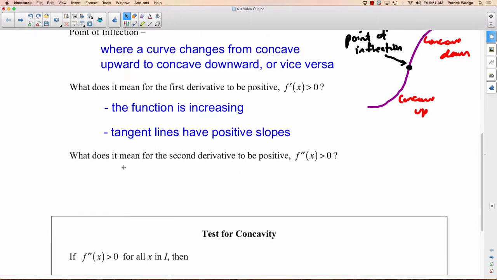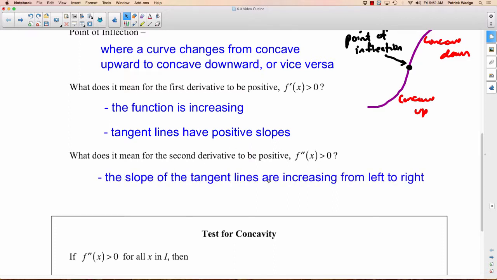Now, this is new. What does it mean for the second derivative to be positive? Well, when you look at the second derivative, you're looking at the rate of change of the slopes of the tangent lines. So in other words, if you have a positive second derivative, it means that the slopes of the tangent lines are getting bigger and bigger. The slopes of the tangent lines are increasing from left to right.